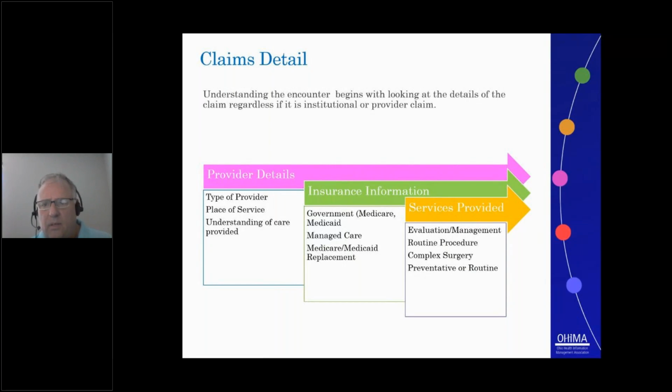Looking at the provider, where was the service performed? Who is the payer? And most importantly, what was done? You approach the denial for an E&M differently than you would a complex surgery. If you are not aware of what all the codes and code sets are on a claim, I recommend you take the time to fill a claim form out by hand and understand where all of the data originates.